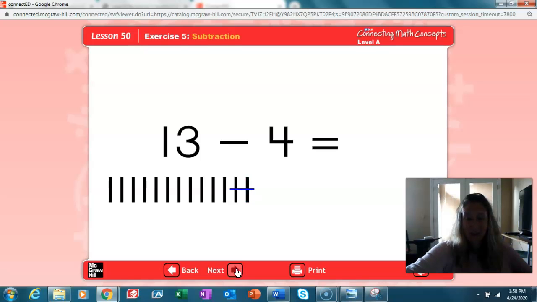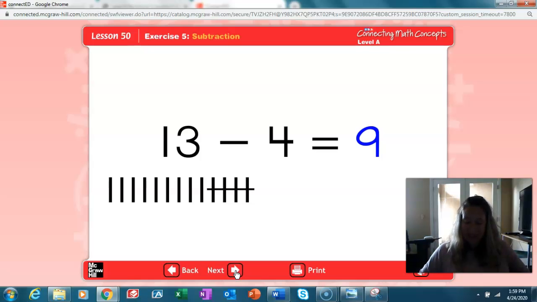1, 2, 3, 4. Boys and girls, put your finger on the screen. I want you to count the lines and tell me how many lines I end up with. Boys and girls, did you say 9? Yes, 9 is the correct answer. 13 take away 4 equals 9. Good work. We are going to do one more practice with counting by tens, and then that will be it for today.